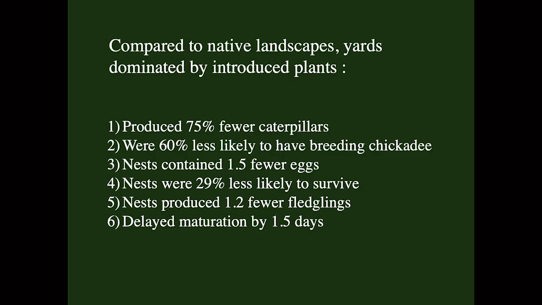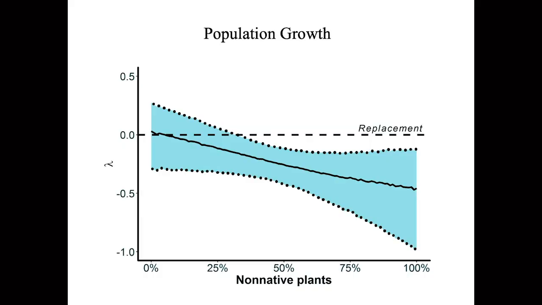And when they fledged, those chicks were lighter than the chicks from a native landscape. And you might say, well, those aren't huge differences. But when we put all that into a population growth model, this is what you get. The bottom line is the percentage of non-native plants in the landscape, from zero on the left to 100% on the right. The dotted line is replacement rate.